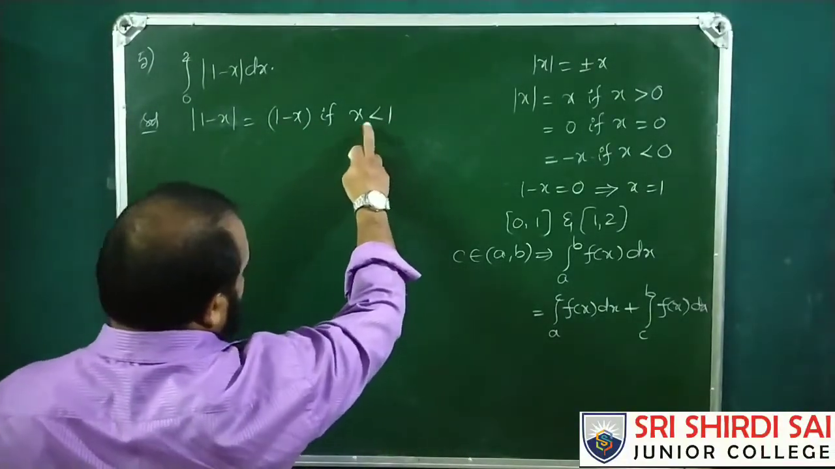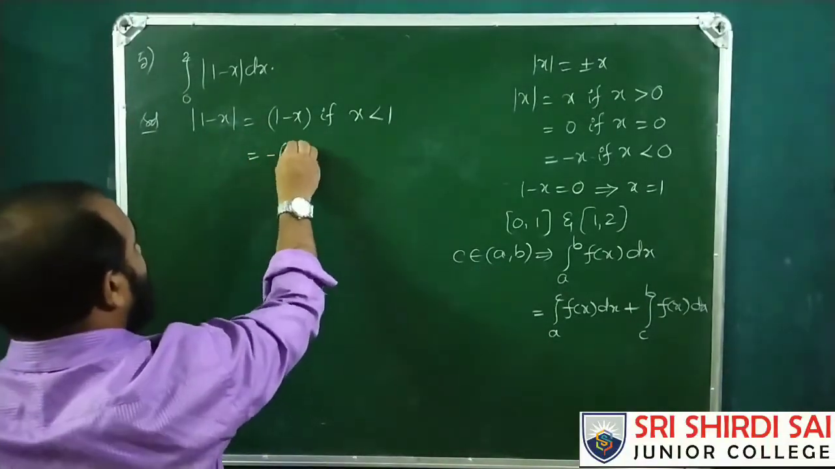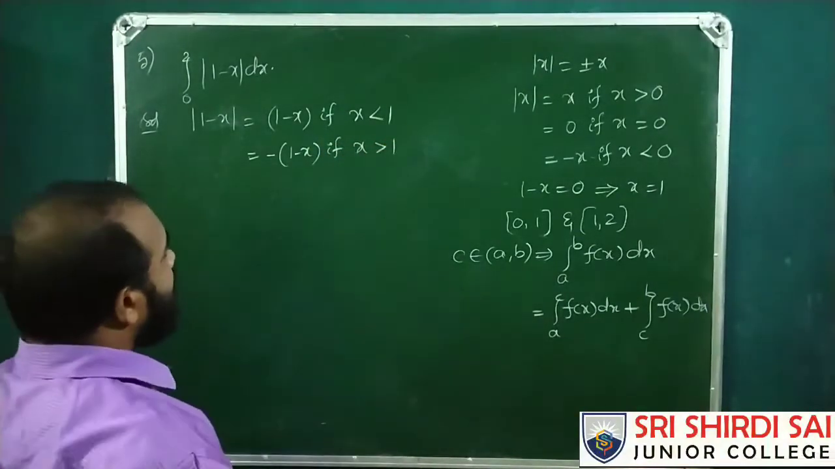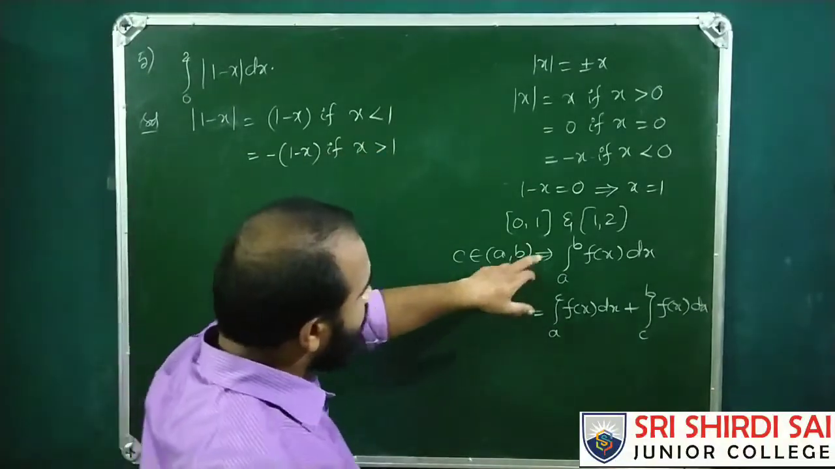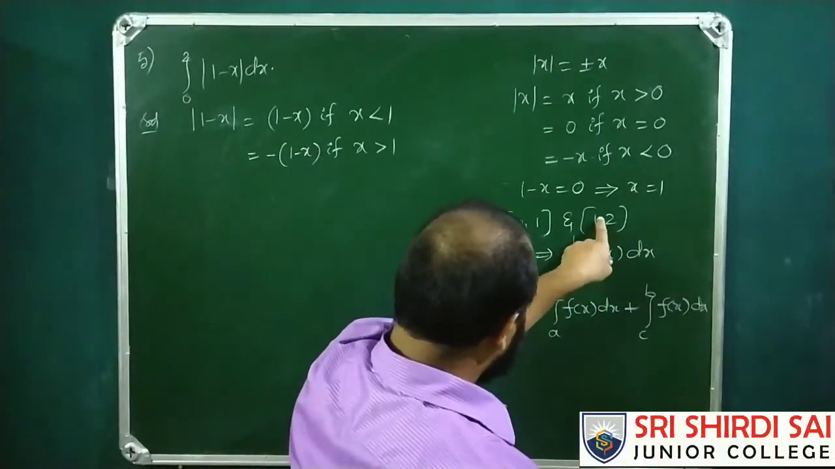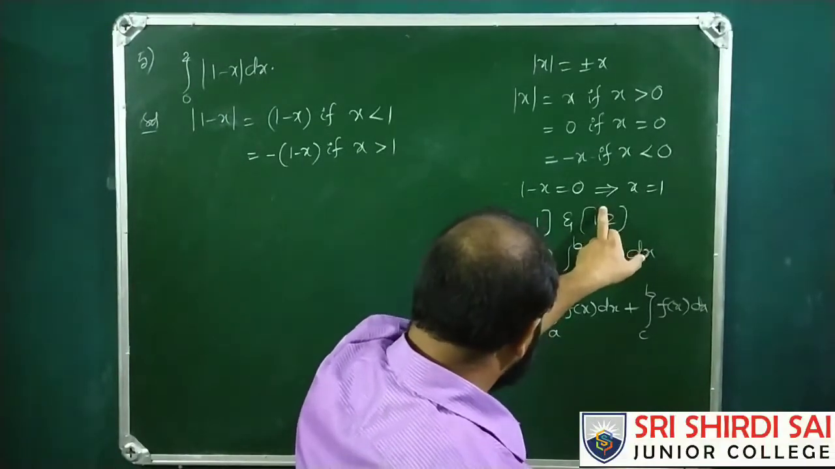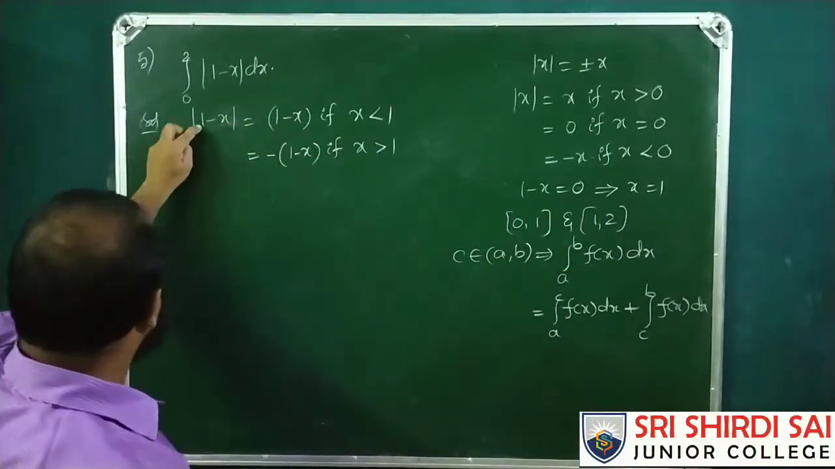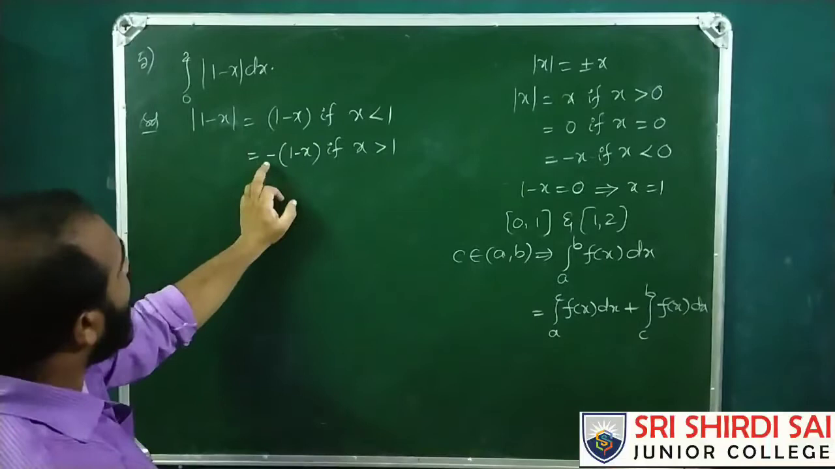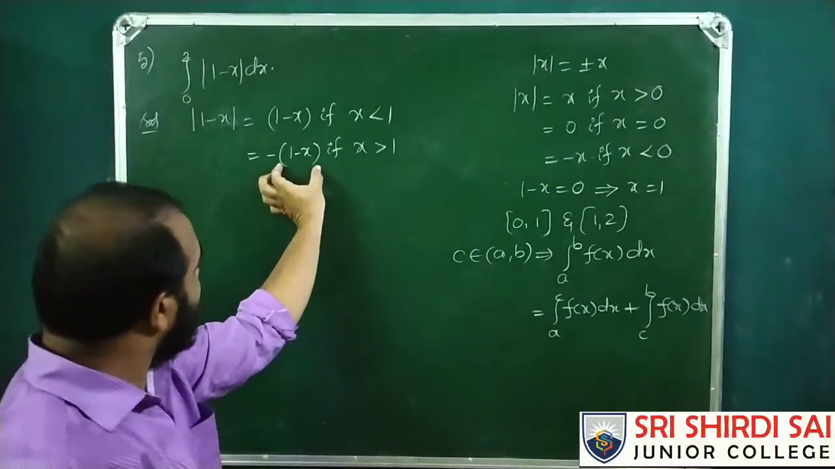So if x is less than 1, this value is positive. The same value is negative if x is greater than 1. How? Greater than 1 means it lies in the interval 1 to 2, right? So 1.5 or 1.6, whatever you take. For convenience, take 1.5 and substitute that value in this. So 1 minus 1.5 is minus 0.5, which is negative. So if x is greater than 1, this value is negative.